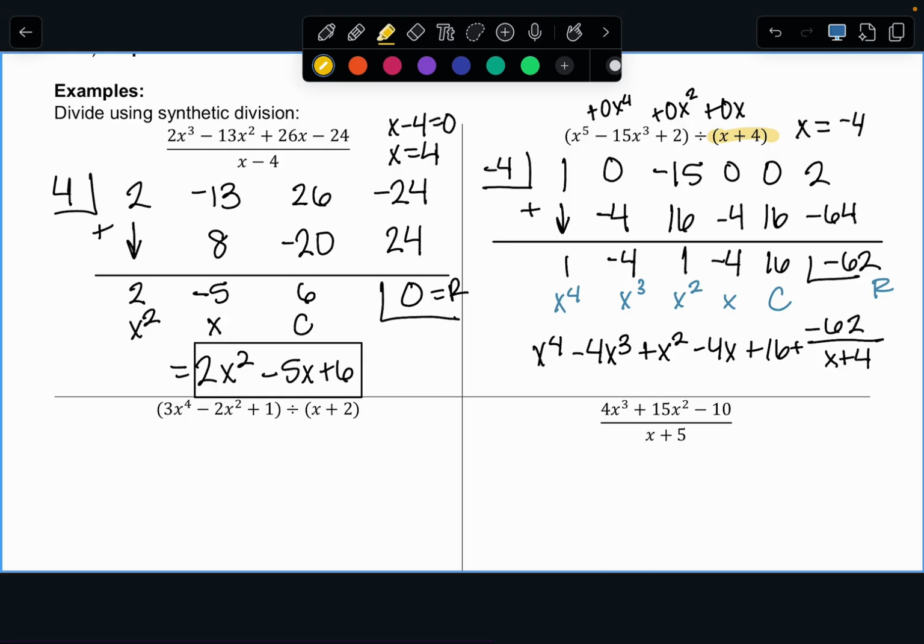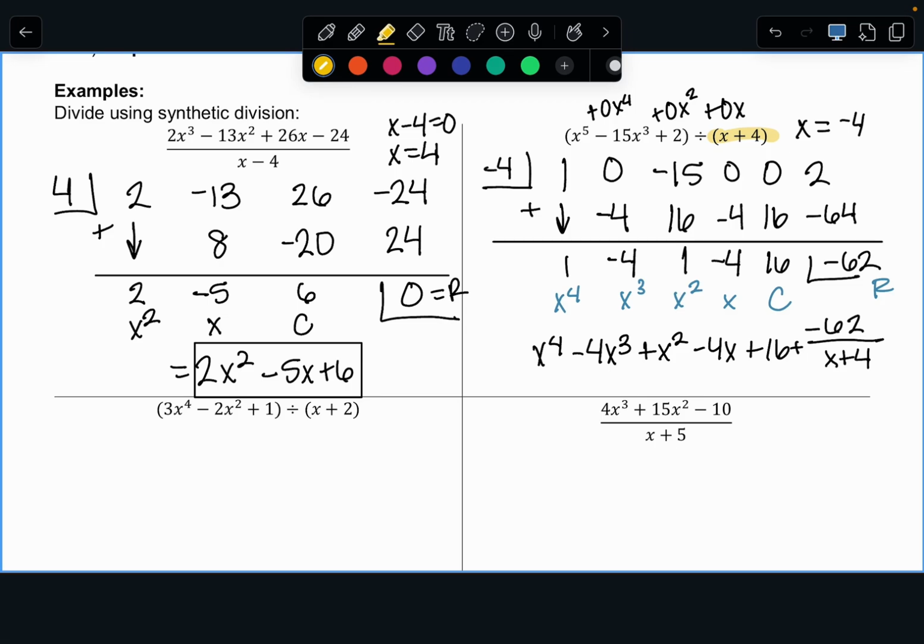Multiply again. Going around, you multiply and stick it in the next column, so you go in order. Do you see the pattern here? There's no x cubed, so you have to fill it in with zeros. There's no x squared right here, but there's no x. Then down here, this last number is your remainder.